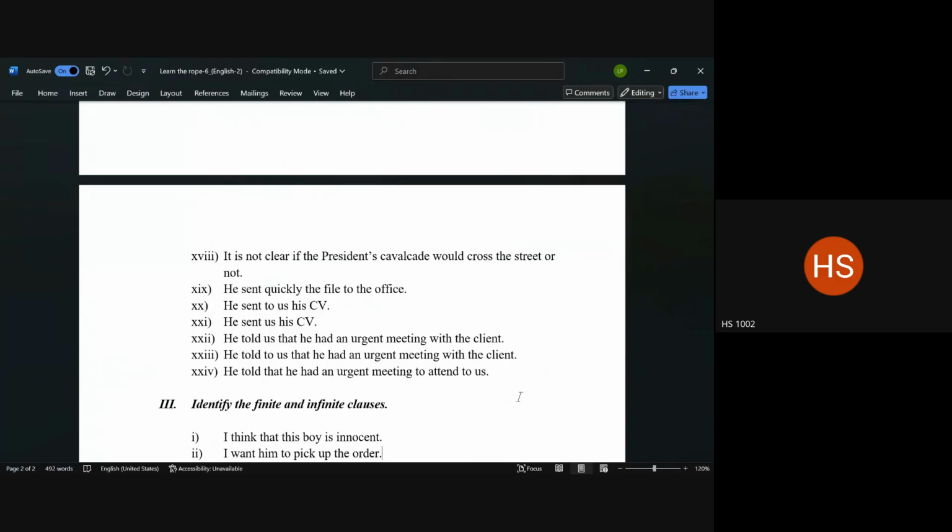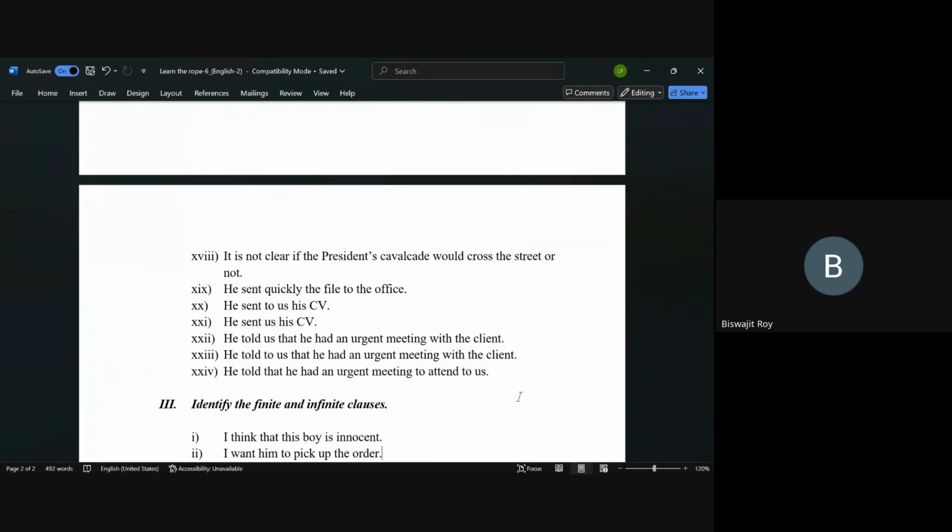Right or wrong? Wrong. Why? Because of to us, I think. So to us is your indirect object. What is a direct object? That he had an urgent meeting to attend. He told that is the indirect speech. That he had an urgent meeting to attend, this is the direct object. So from what I see, they are in order. So if it's a preposition, then we said that the indirect object has to follow the direct, right? Yes, ma'am.